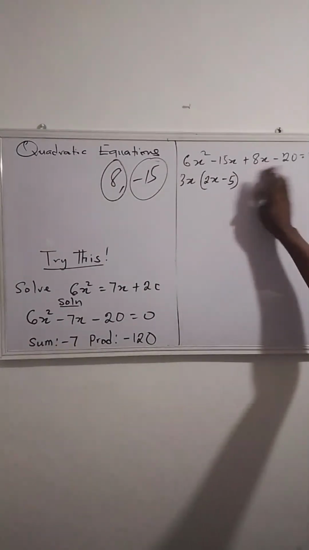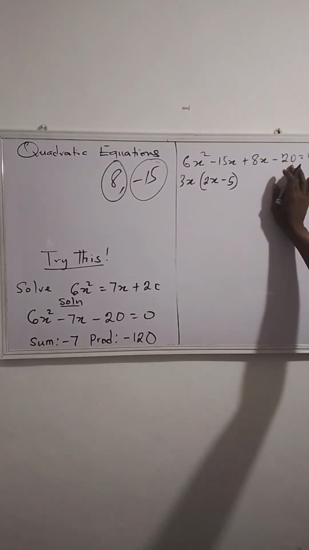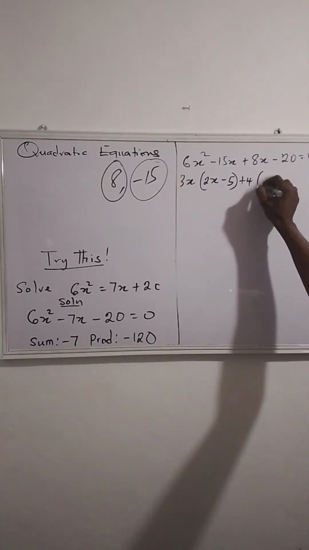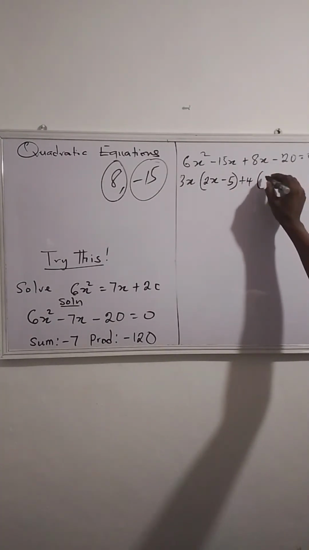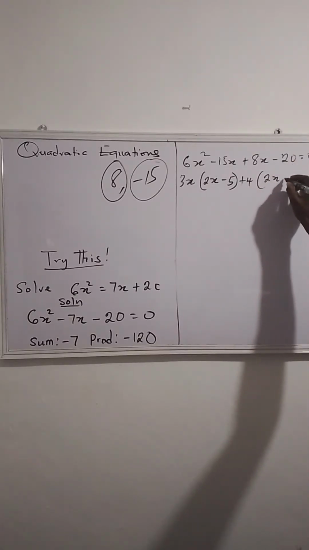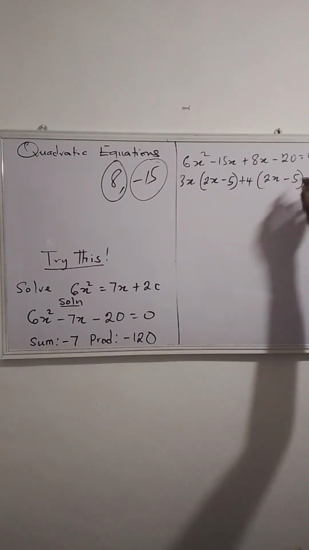Okay, now let's look at the next one. What's the common factor here? That is 4. 4 can go here, 4 can also go here. So you have plus 4. When you divide this by plus 4, what do you have? You have 2x. Divide this by plus 4, you have minus 5 equals 0.